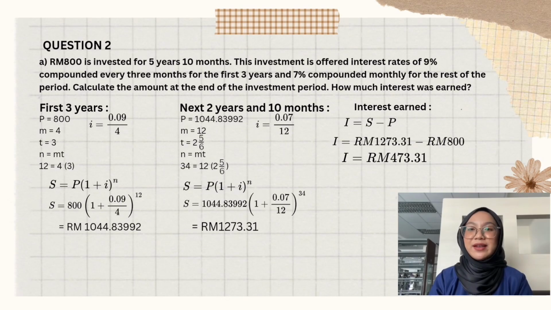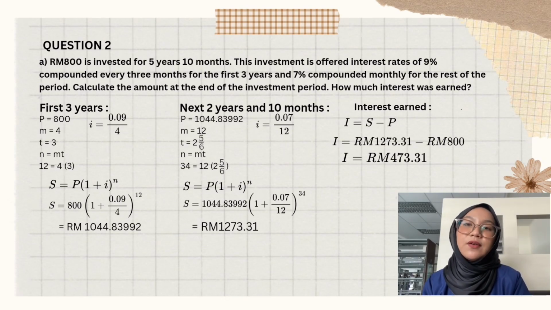Question 2A. RM800 is invested for 5 years and 10 months. This investment is offered an interest rate of 9% compounded every 3 months for the first 3 years and 7% compounded monthly for the rest of the period. Calculate the amount at the end of the investment period. How much interest was earned?